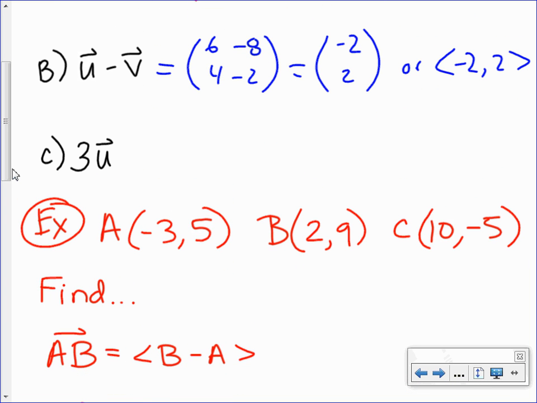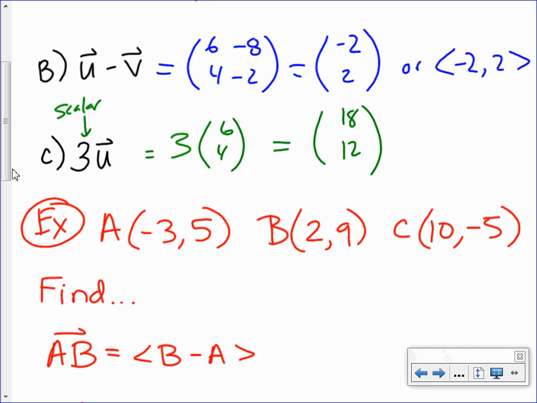If you multiply a vector by a number, that number is called a scalar. So basically, if you're taking 3 times u, which is 6, 4, you multiply those components by 3. So 18 over 12. That's if you're doing individual components.